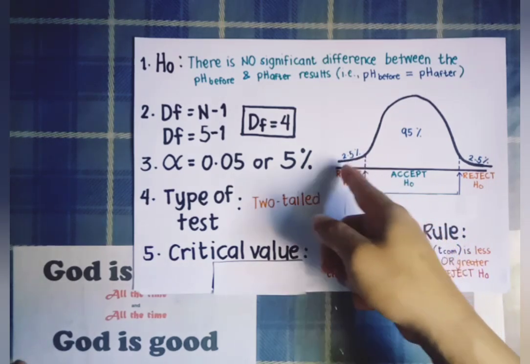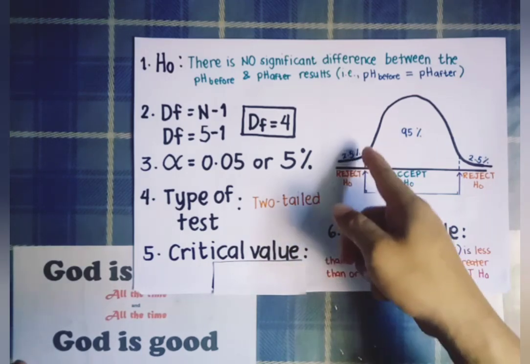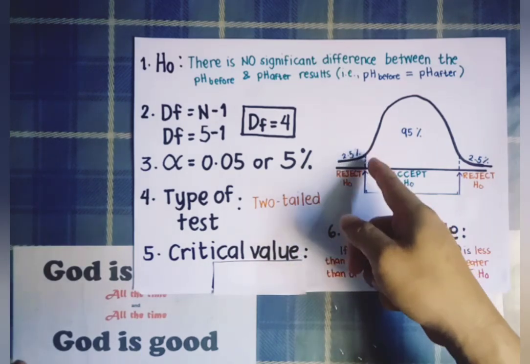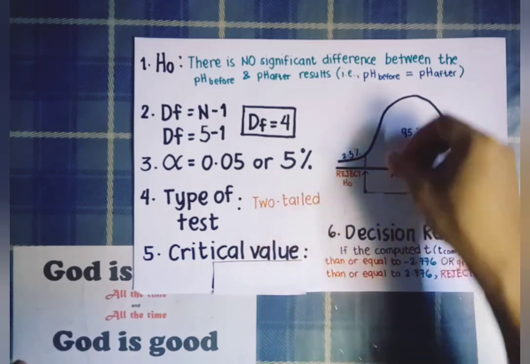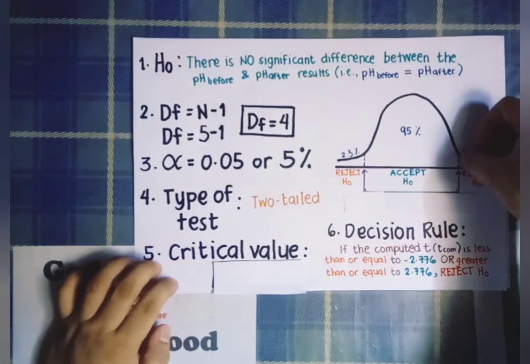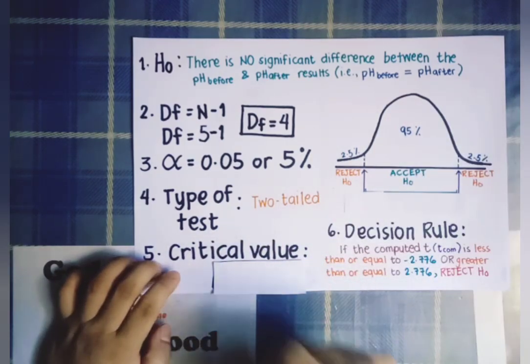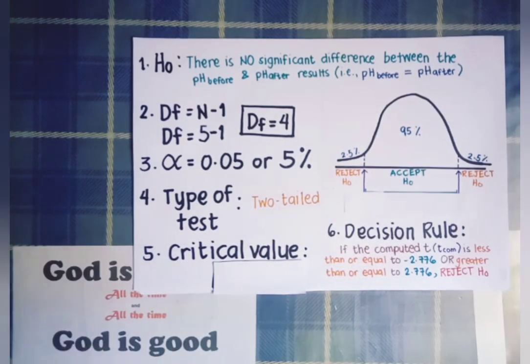If our value falls under here, then we need to reject our null hypothesis. Now, what is this clear line? What is the value of this clear line? This line here is actually determined by our critical value. And for our critical value, we need to consult our t-distribution table.